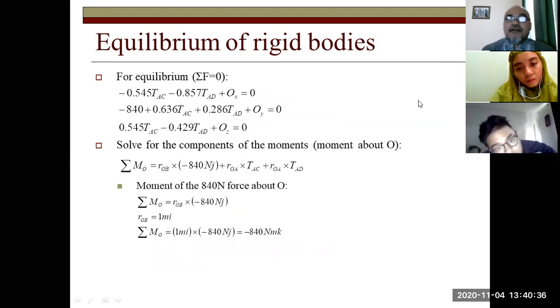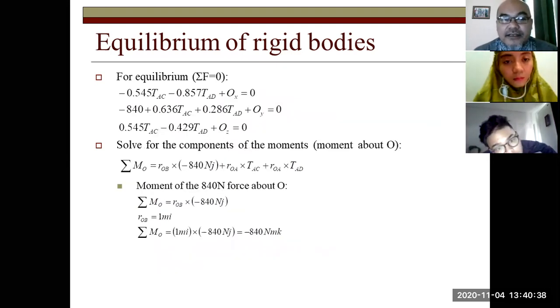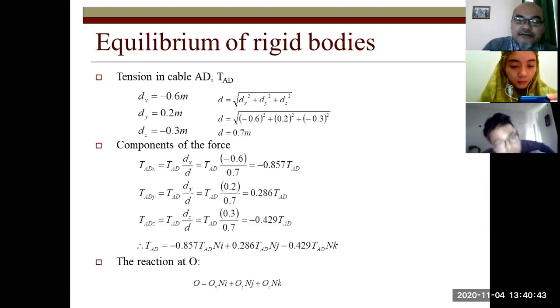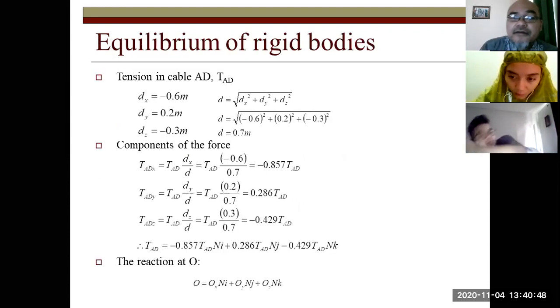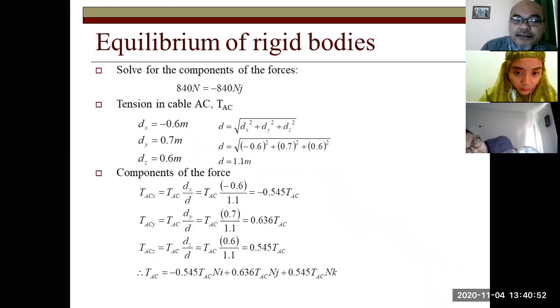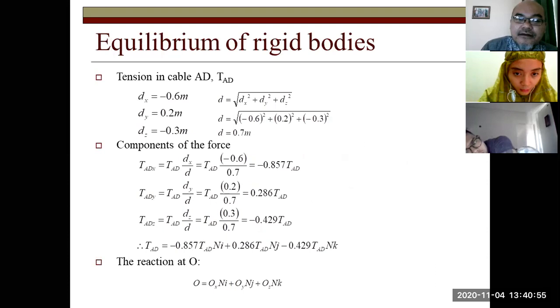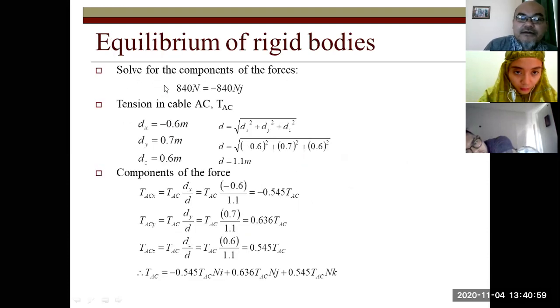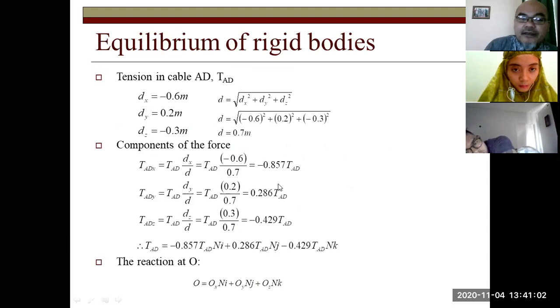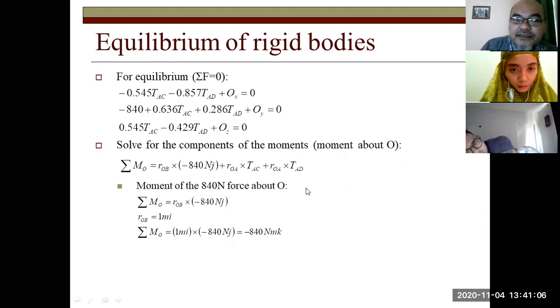From here, using the equilibrium equation in the x-axis, sigma Fx equals 0. So OX plus TAC x plus TAD x should be equal to 0. So minus 0.515 TAC, minus 0.857 TAD, plus OX equals 0. And similarly in the y and z axes.